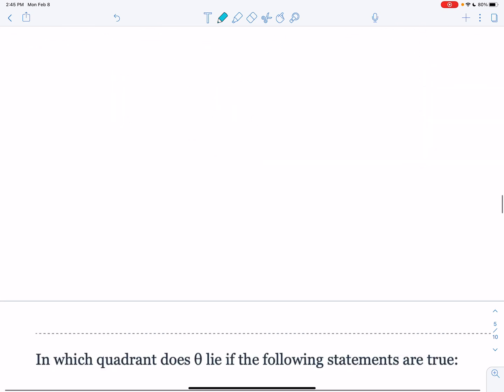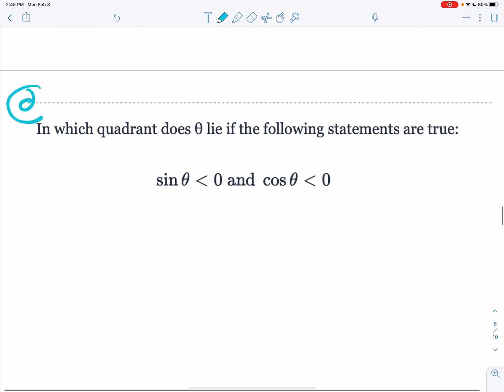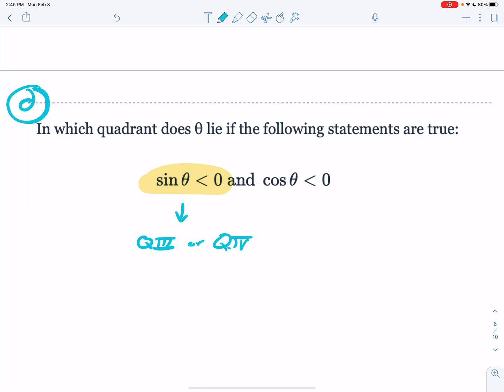Okay, let's try another one. Press play whenever you're ready. Okay, I noticed that sine has to come out negative. So that means that we're in quadrants 3 or 4. But cosine also has to be negative, so that only works if I'm in quadrant 3.